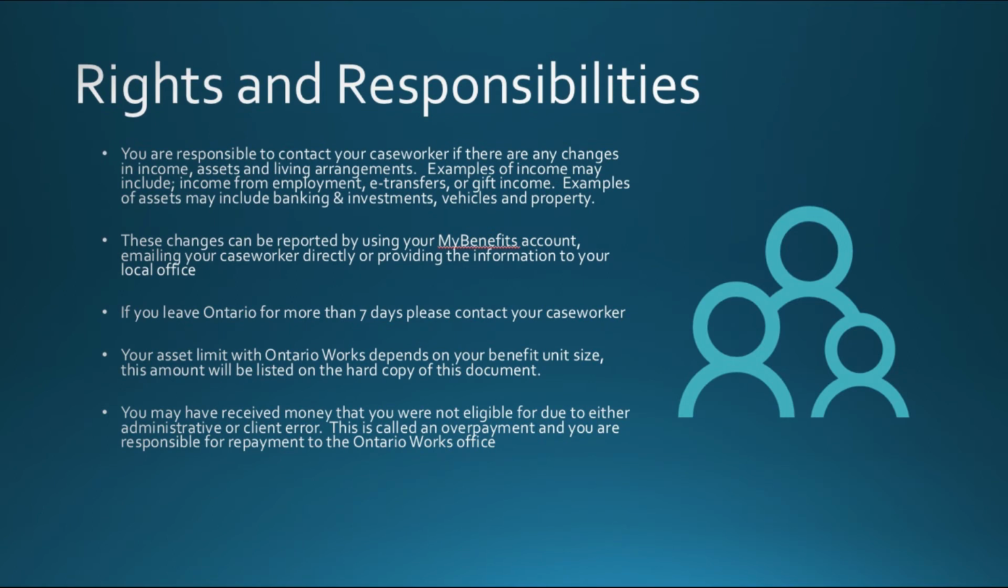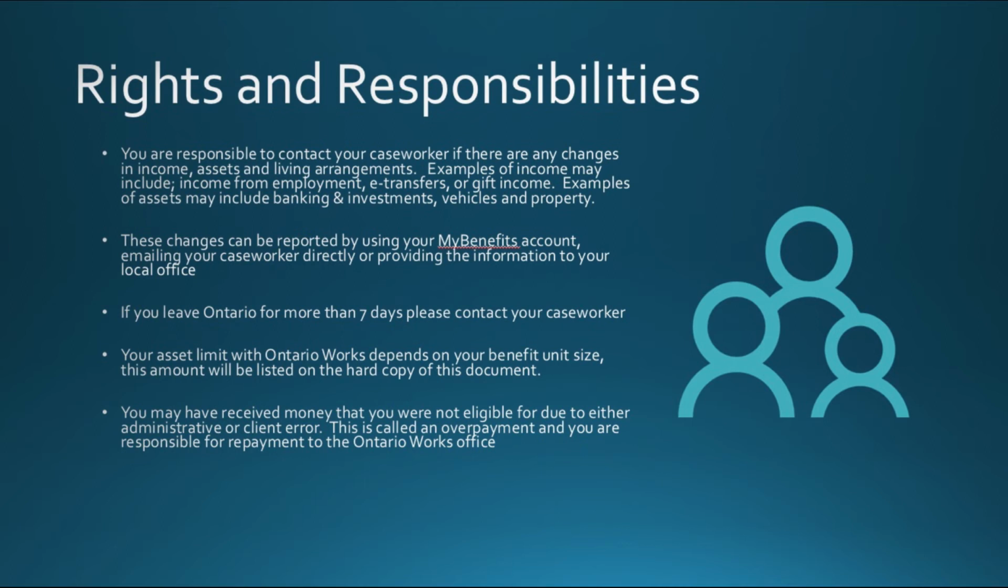Rights and responsibilities. You are responsible to contact your caseworker if there are any changes in income, assets, and living arrangements. Examples of income may include income from employment, e-transfers, or gift income. Examples of assets may include banking and investments, vehicles, and property. These changes can be reported by using your My Benefits account, emailing your caseworker directly, or providing the information to your local office. If you leave Ontario for more than 7 days, please contact your caseworker.